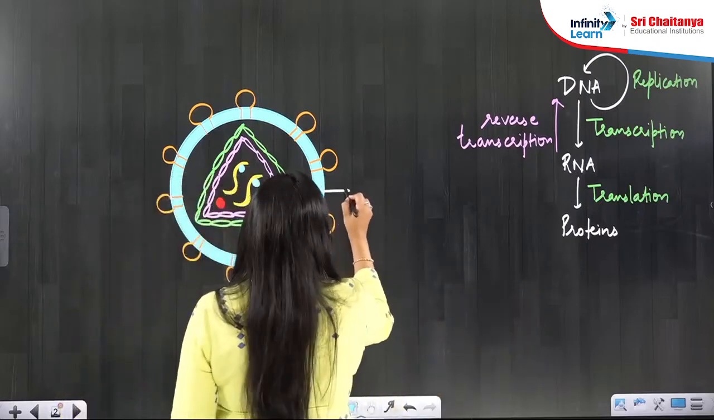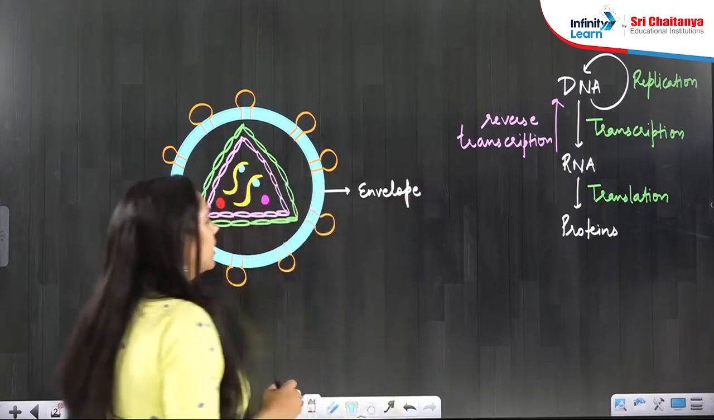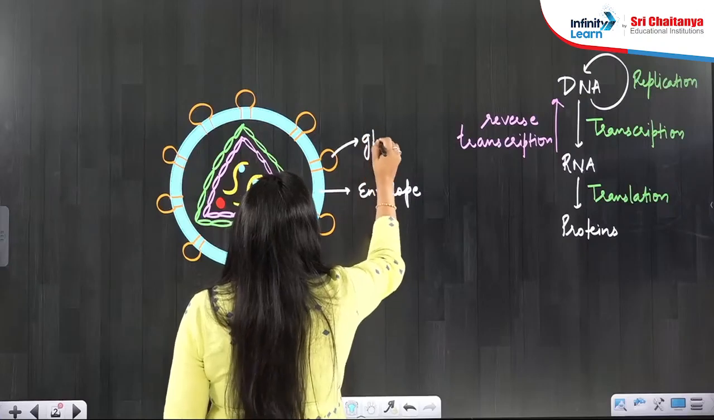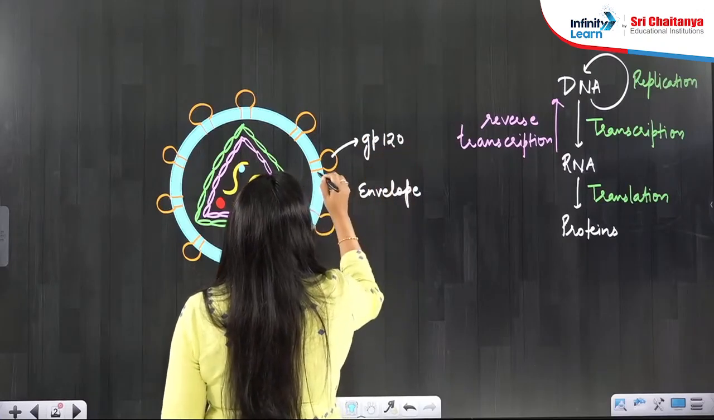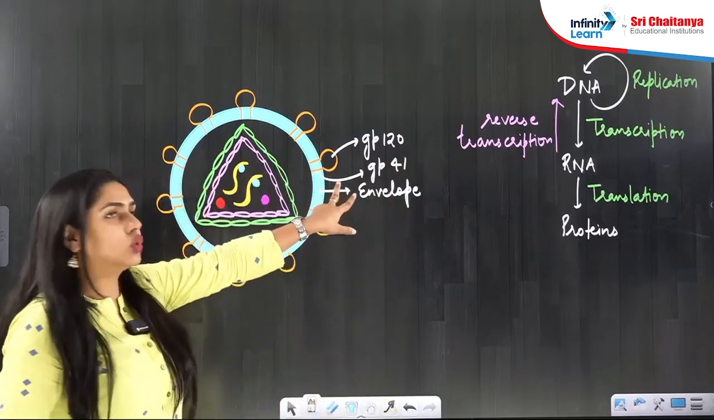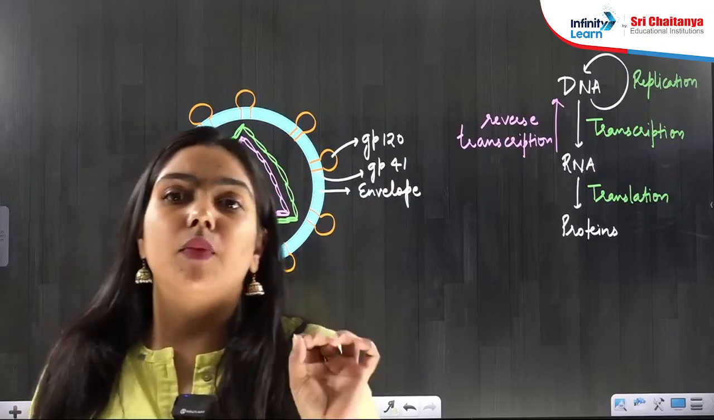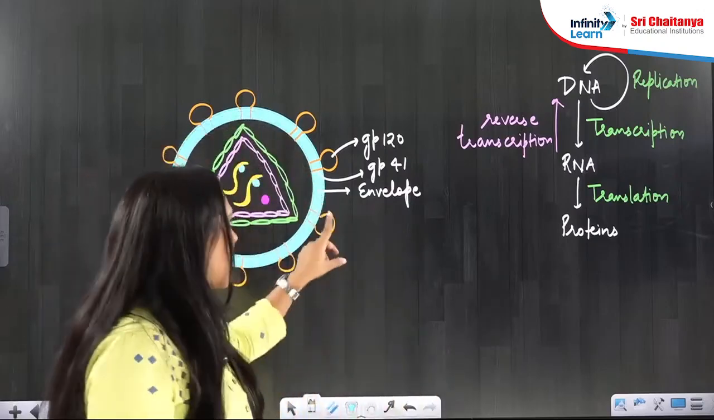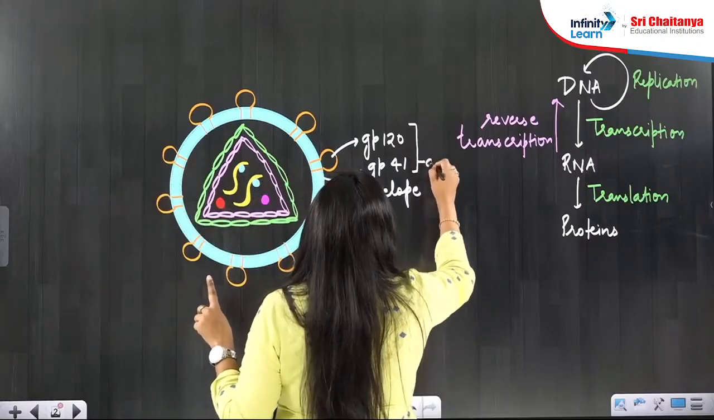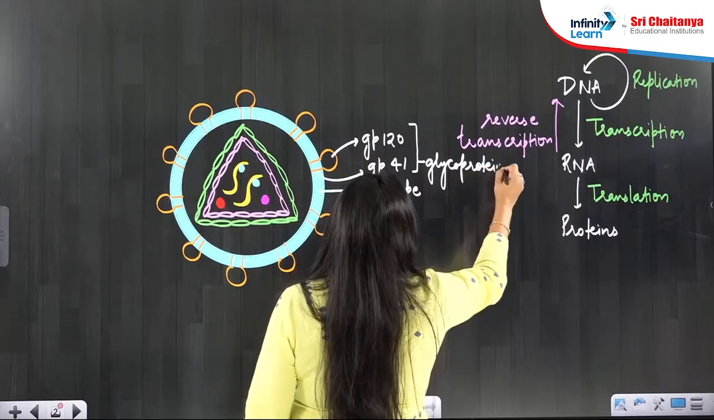This is the envelope. In this envelope, there are glycoproteins. This is glycoprotein 120 and this is glycoprotein 41. These are the two glycoproteins. The 120 and 41 tell the molecular weight: 120 kilodalton and 41 kilodalton. GP stands for glycoproteins.